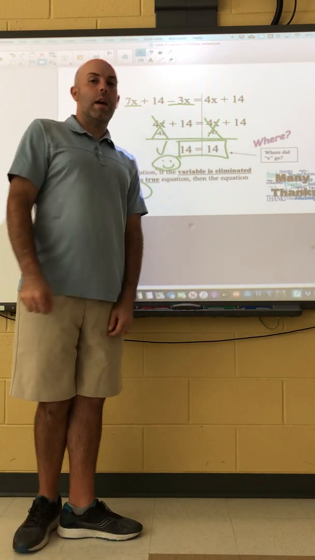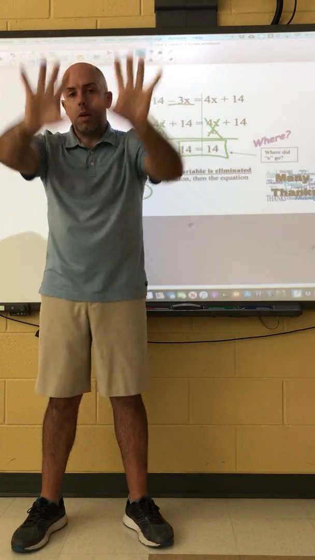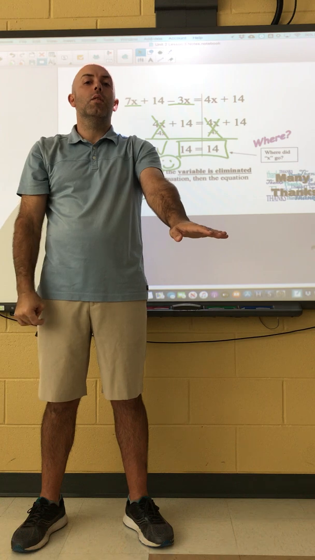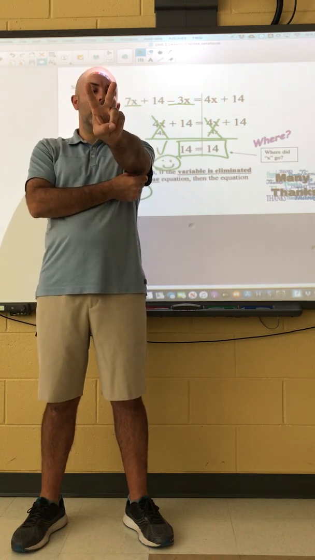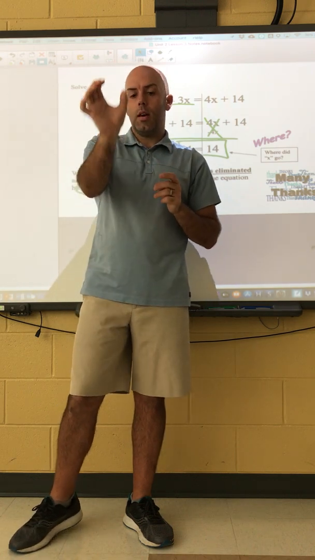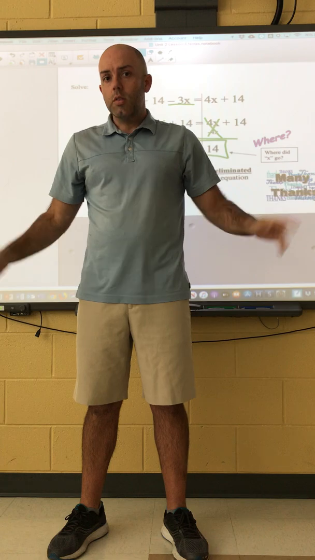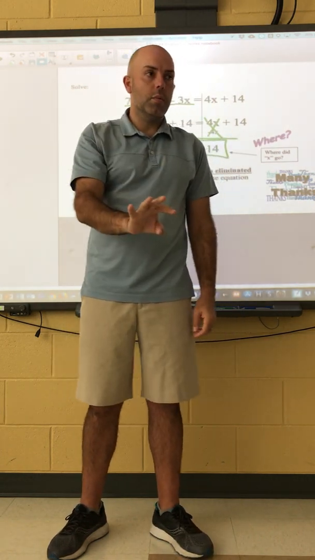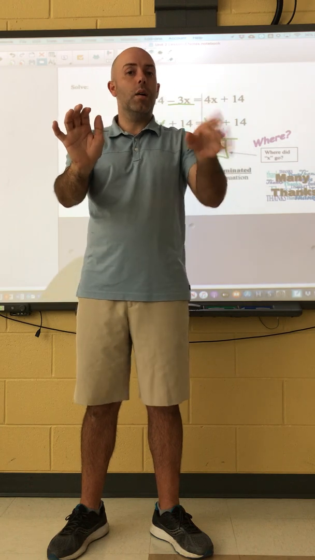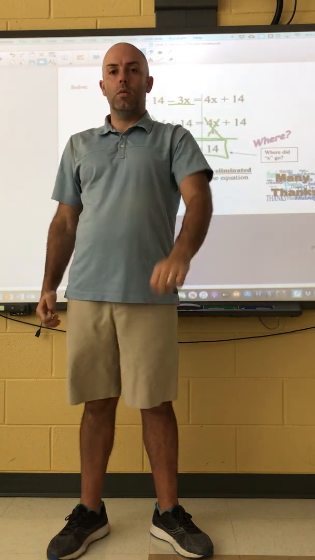So to recap, when the x's are eliminated, or the variable of any kind are eliminated on both the left and the right side of the equal sign, then it leads you to one of 2 special equations. If you end up with a statement at the end where you have one number equals a different number, that is false, so then the answer is no solution. If on the other hand, the variables are eliminated and you get a number equals that same number, which is a true statement, then you would say that is many solutions.